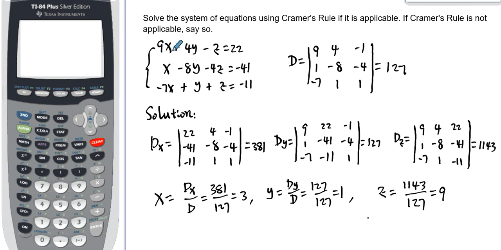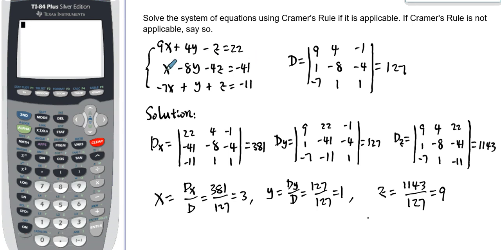We have 9x plus 4y minus z is 22. x minus 8y minus 4z is negative 41. And then negative 7x plus y plus z is negative 11.